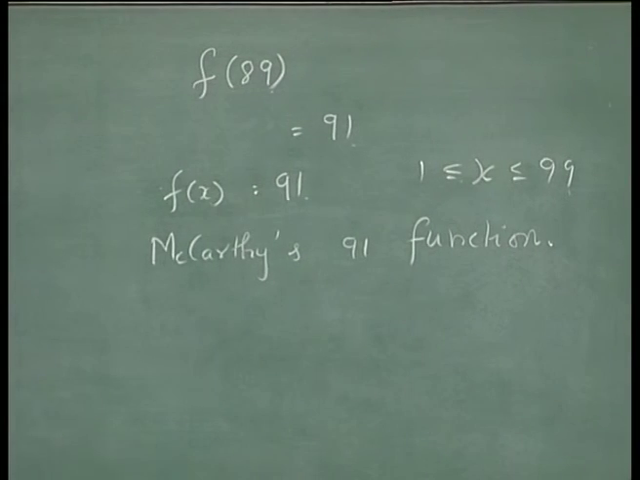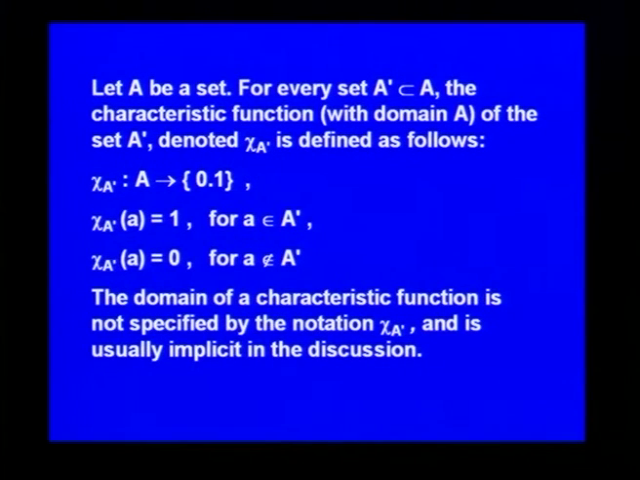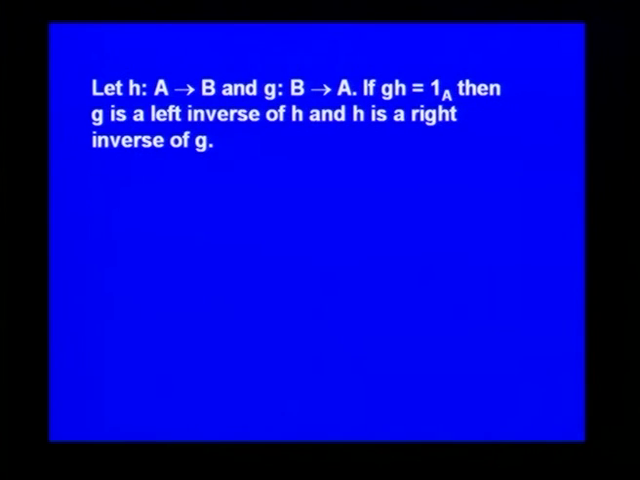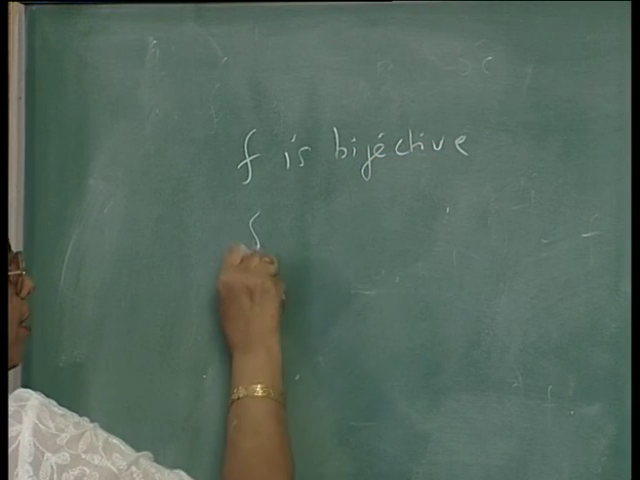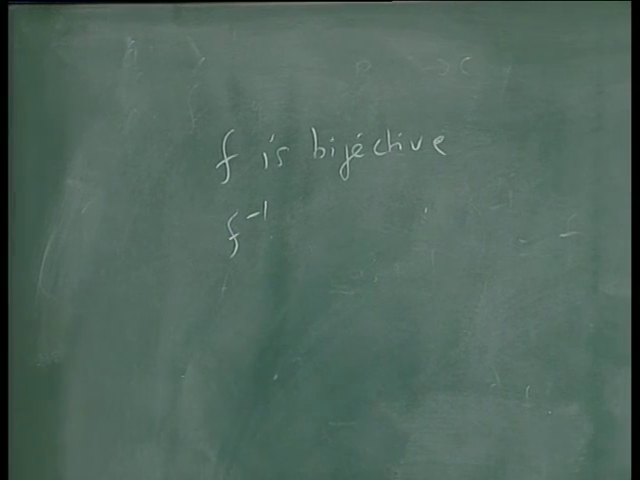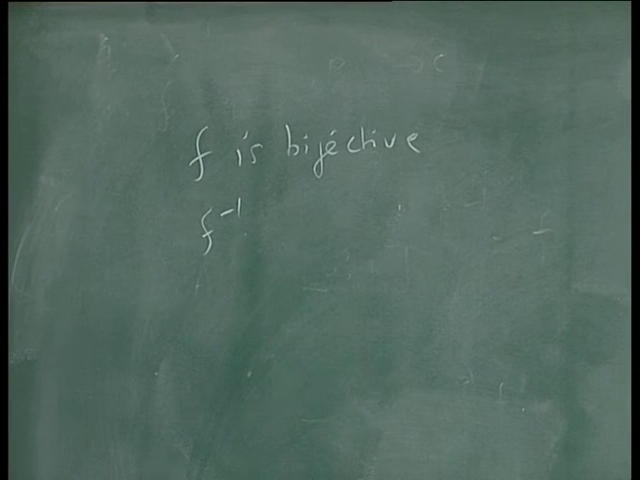Now, you can talk about left inverse and right inverse of a function and so on, and bring out the relationship between them. Let h be a function from A to B and g be a function from B to A, and g of h is equal to 1_A. Then g is a left inverse of h and h is a right inverse of g. When the function is bijective, we have already seen what is meant by an inverse function. When f is bijective, we define f inverse. But you may have one sided inverses, you may have left inverses and you may have right inverses.